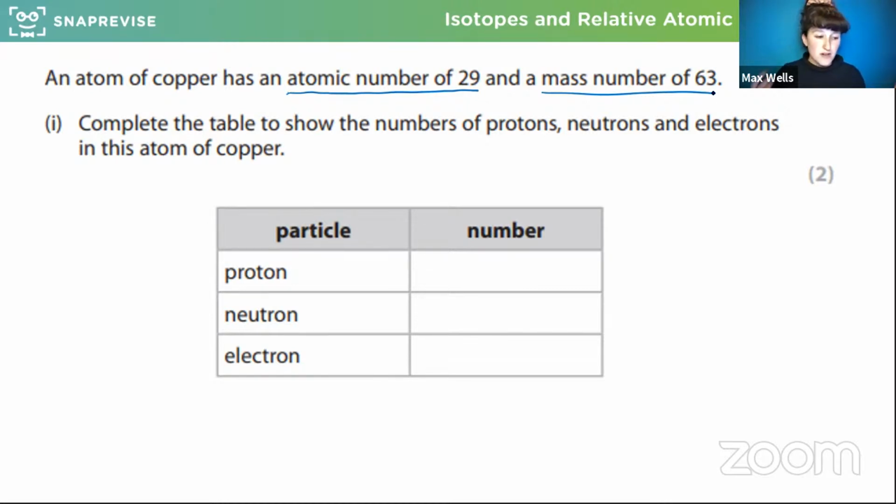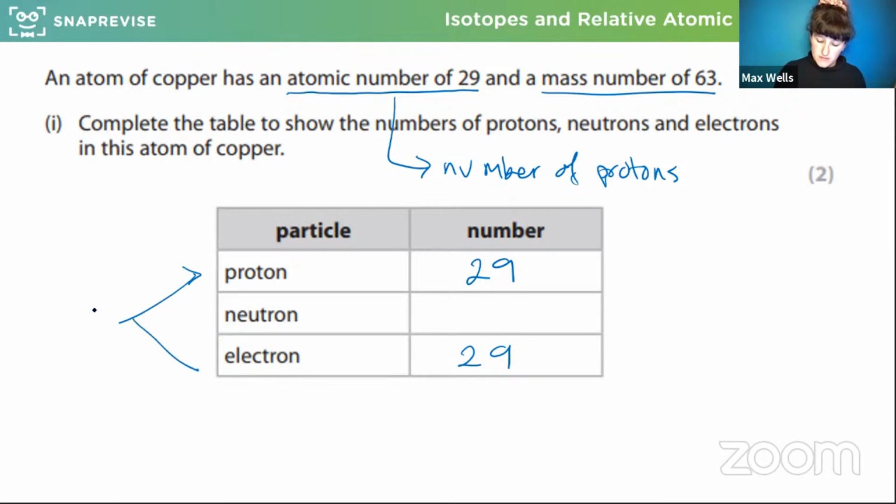So hopefully you've seen, if I've got an atomic number of 29, this is the same as the number of protons, or this tells me the number of protons. So I know the number of protons must be 29. I also know that if it is a neutral atom, there must be the same number of protons as electrons, the same in a neutral atom.